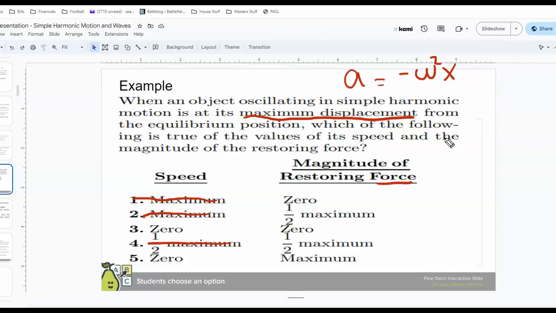So in other words, wherever x is 0, a is 0. Wherever x is at a maximum, a is at a maximum. And whatever's happening to a is also happening to the force because of Newton's second law. So at maximum displacement, the acceleration is at a maximum. That means the restoring force is also at a maximum. So the answer to the question is 5. Pause it or rewind if you need me to go over that again, and let's take a look at one or two more examples.